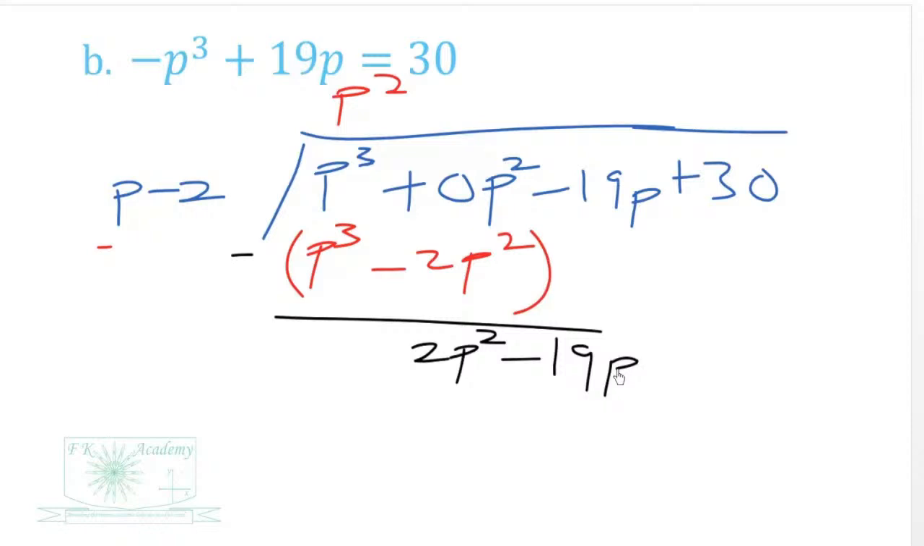Then again, we divide 2p squared by p, and that gives us plus 2p. And then we multiply 2p by p minus 2. That will give us 2p squared minus 4p.